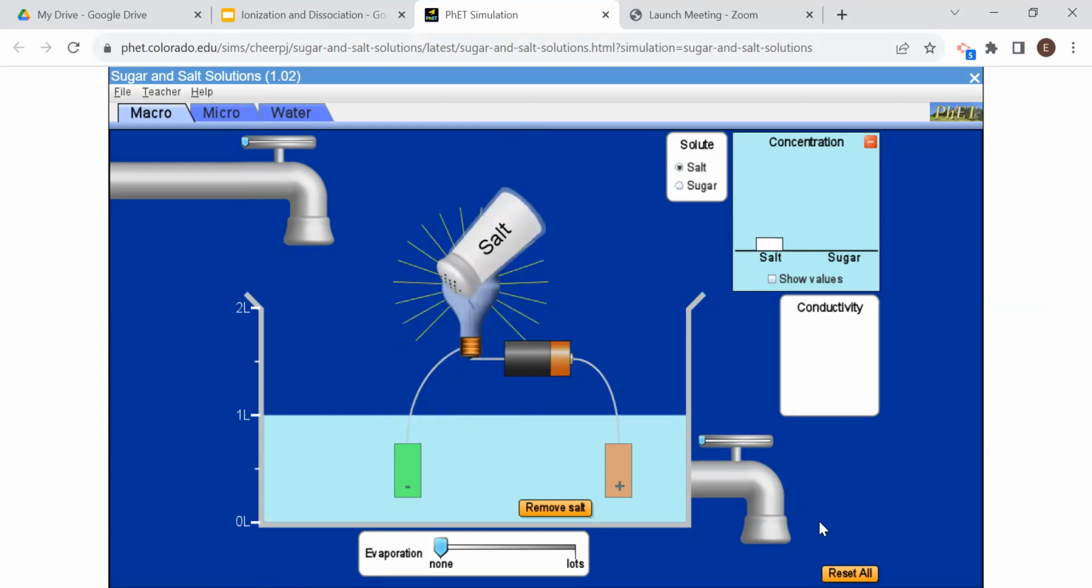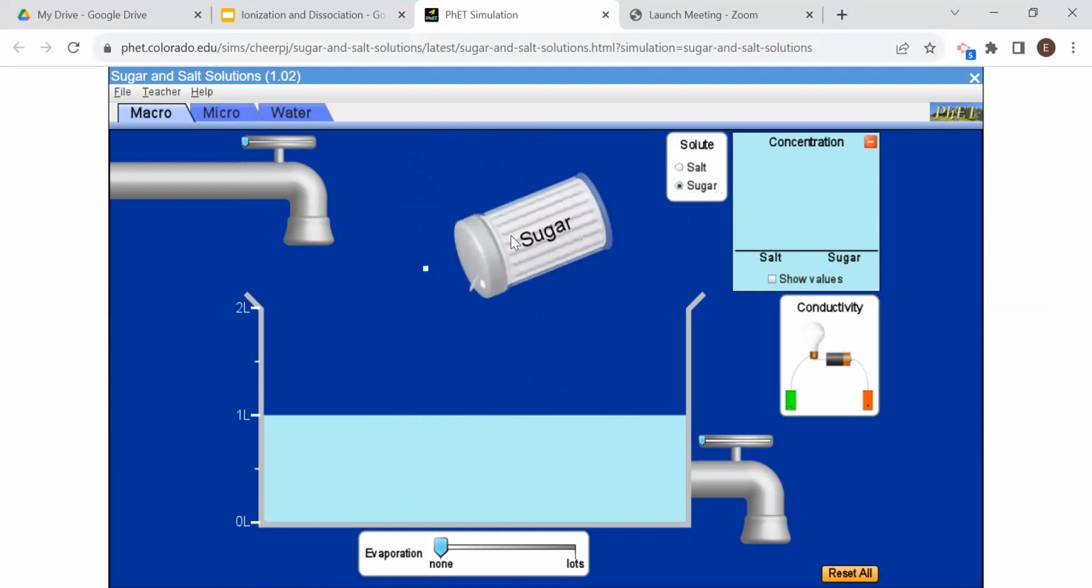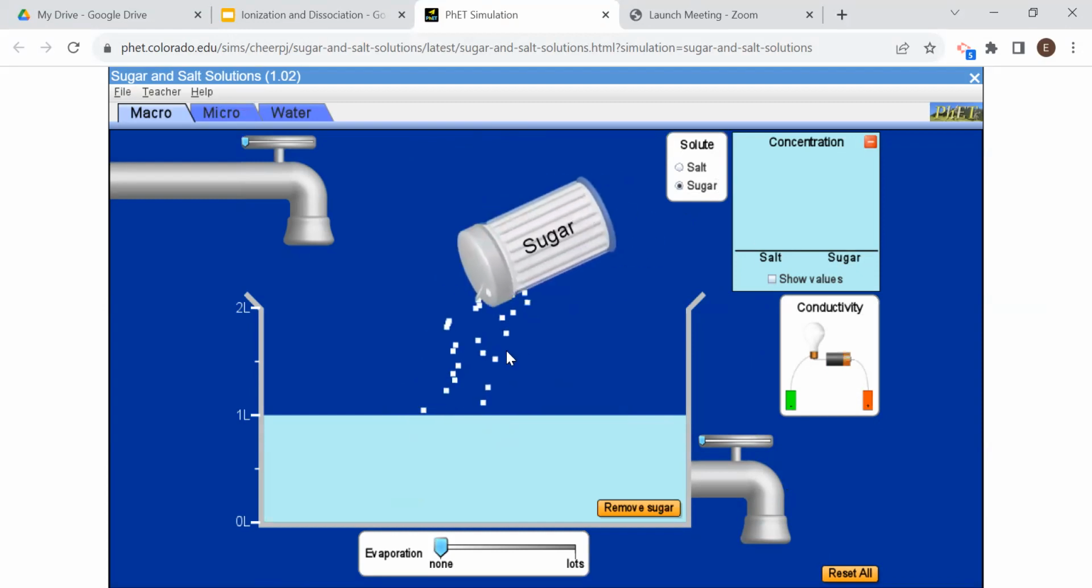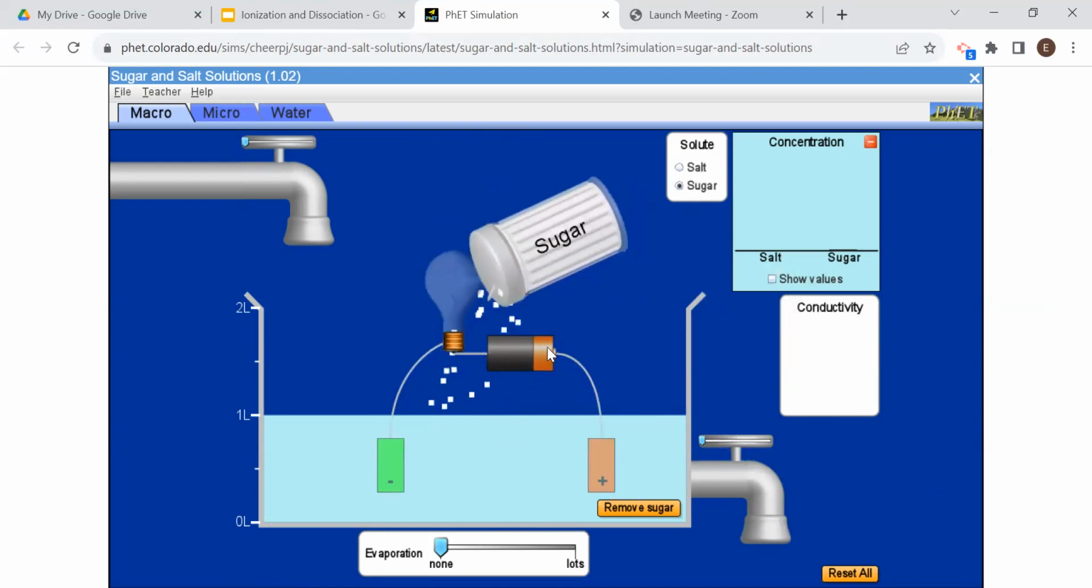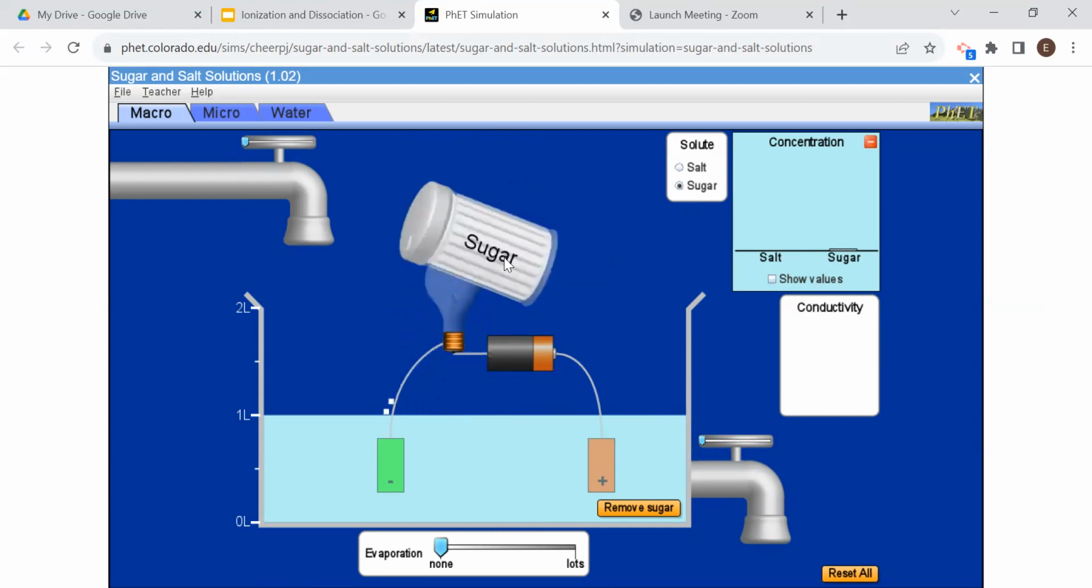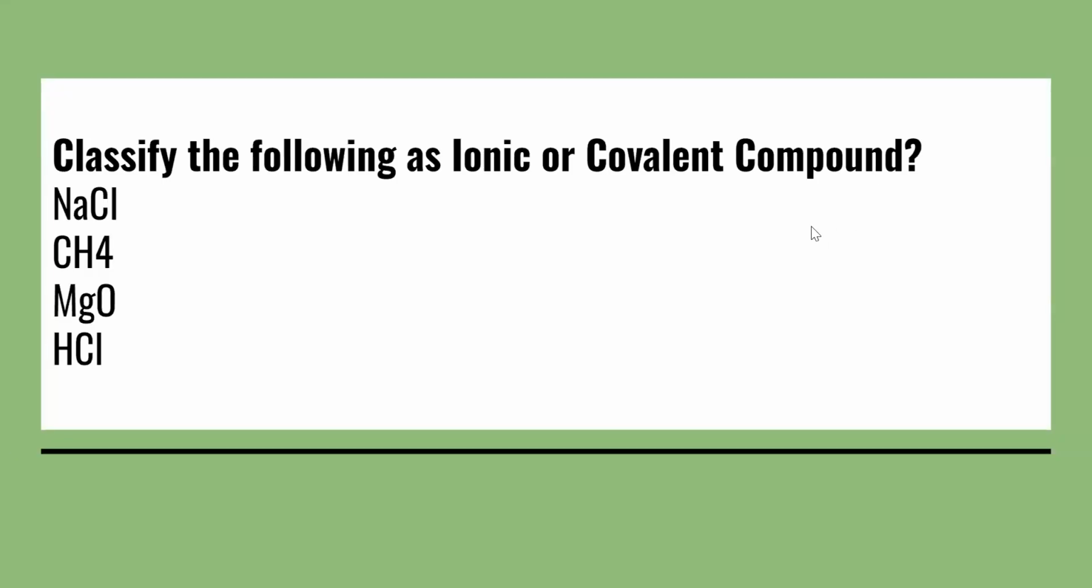Then non-ionic compounds, they do not dissociate. They're not good conductors of electricity because there are no ions. So let's classify the following as ionic or covalent compound. If we look at sodium chloride, methane, magnesium oxide, hydrochloric acid, we can classify as ionic or covalent. Pause the video and get your answers. Which ones are ionic? Which ones are covalent compounds?